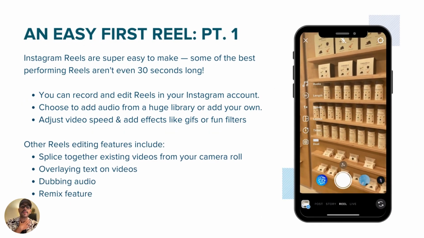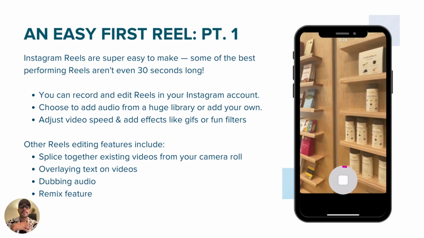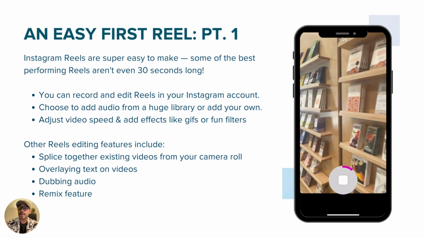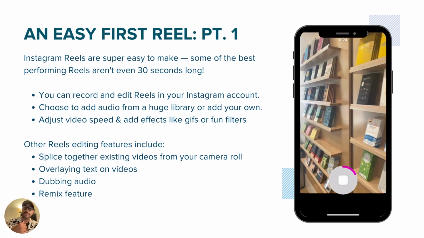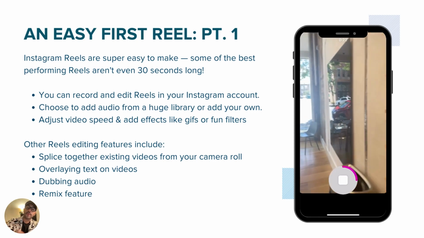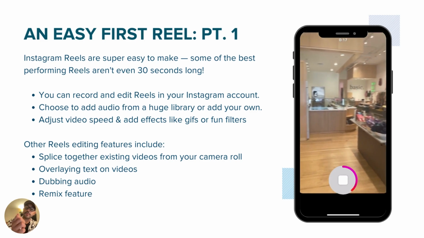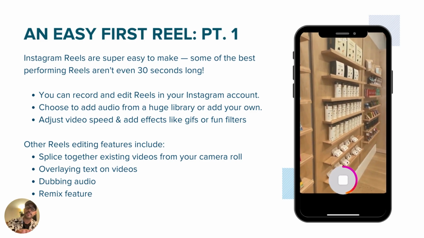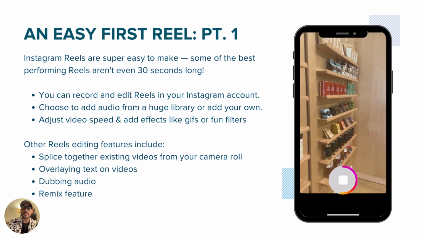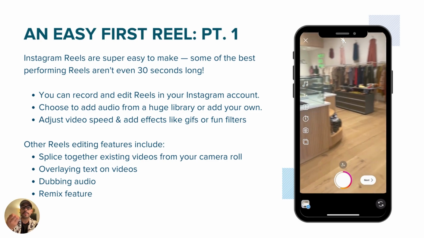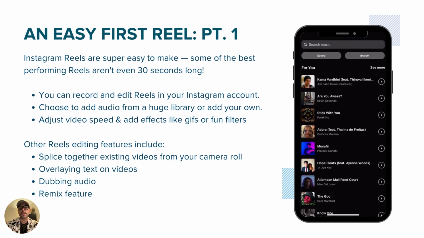So let's talk about a really easy first reel. Reels are actually really easy to make, and some of them are only a few seconds long. When you're creating a reel, on that create page, there's a big button down in the bottom middle, and all you have to do is press that and you can film like you see on the screen right now. This is a really simple way to show a tour of your space or show something really interesting really quick.